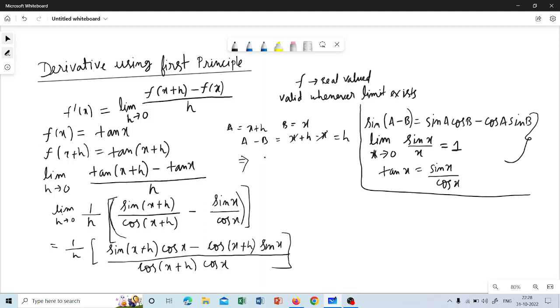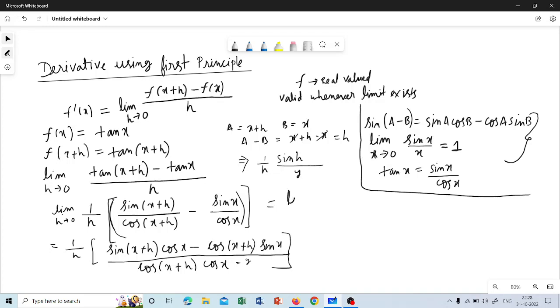So now 1 by h into sin h by cos, some numerator is there. Let me take this as well. For simplifying, no need, because this expression, let it be like that. So now sin h by h, I have already told that limit of x tending to 0, sin x by x is 1.